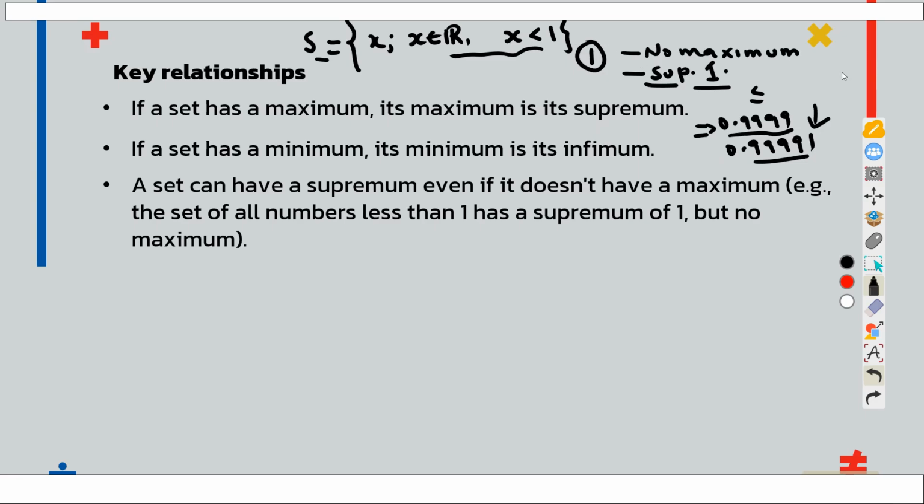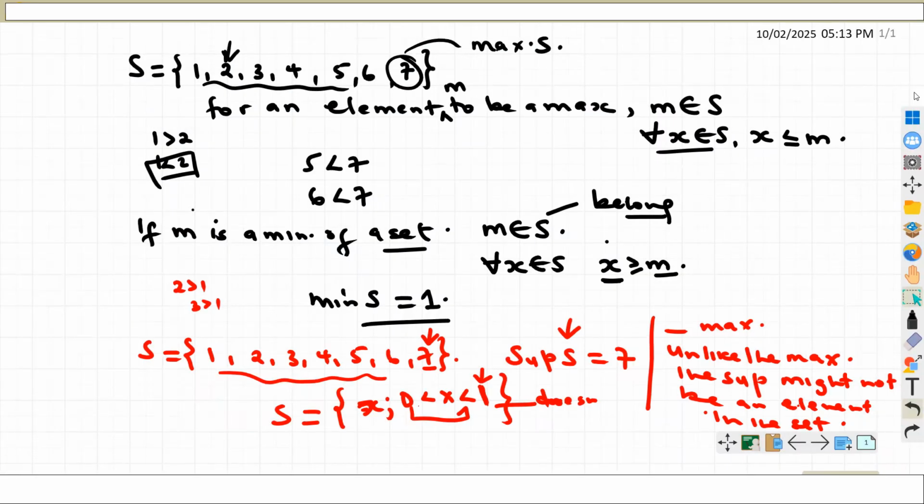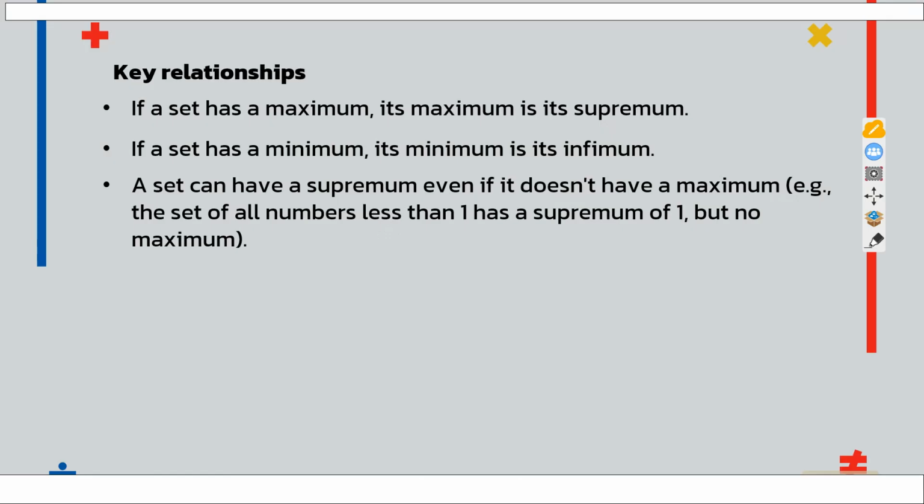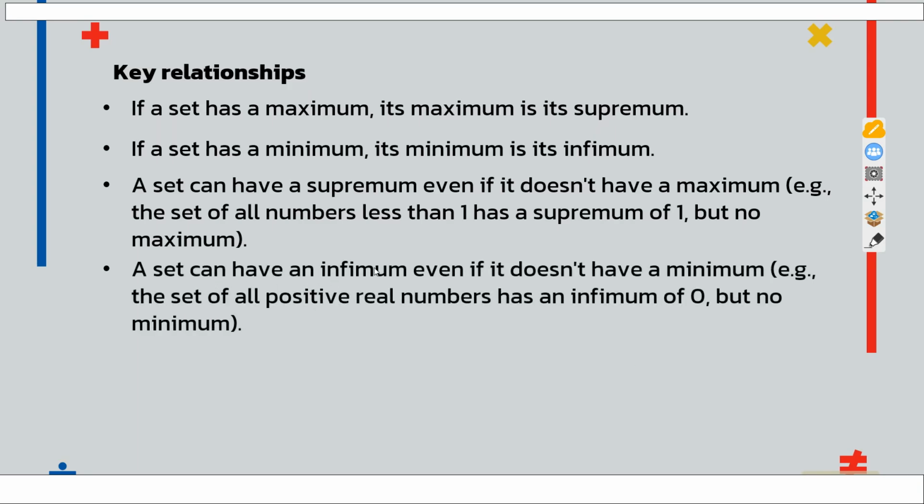So next, the relationship that we shall talk about is that a set can have an infimum even if it does not have a minimum. That is almost related to what we have done here. So a set can have an infimum even if it does not have a minimum. For example, the set of all positive real numbers has an infimum of 0, but no minimum.